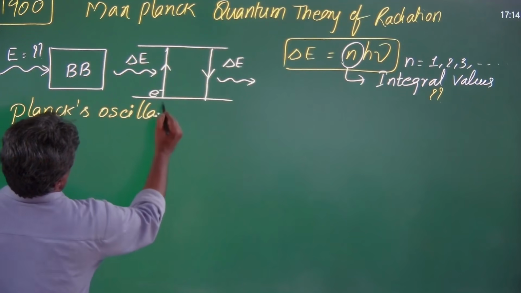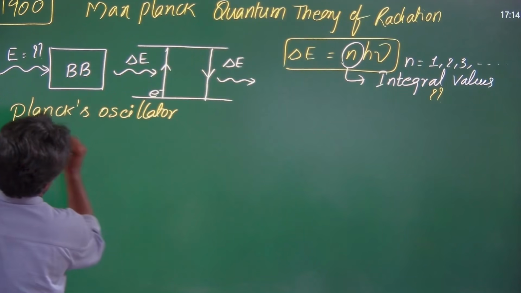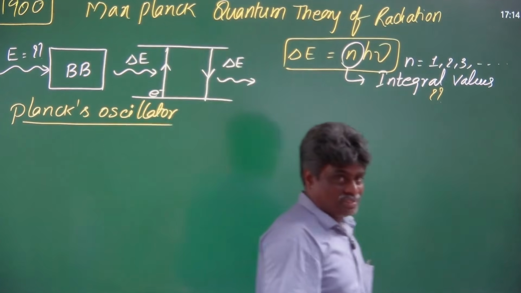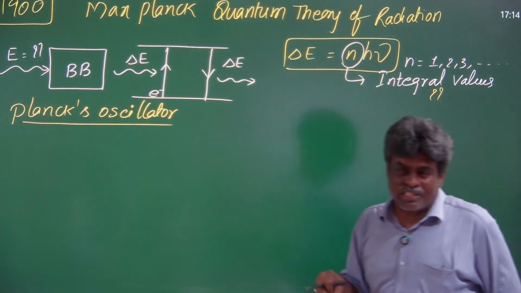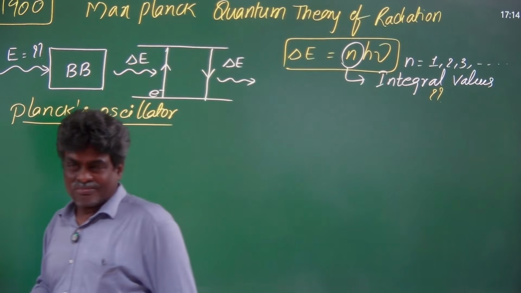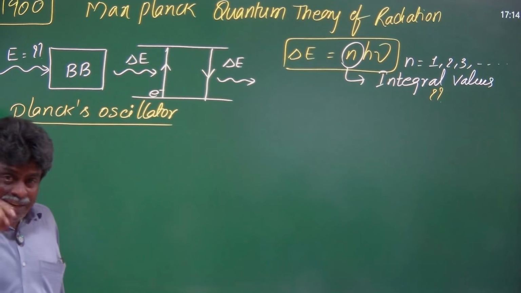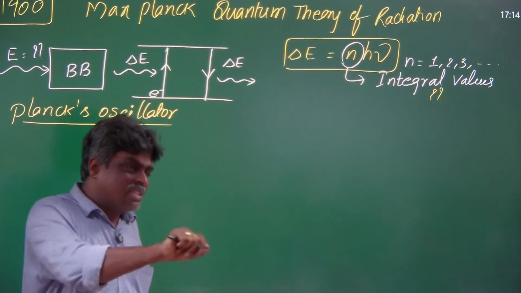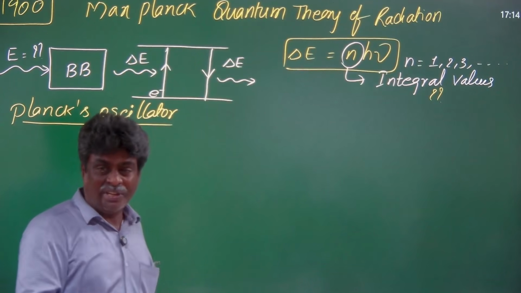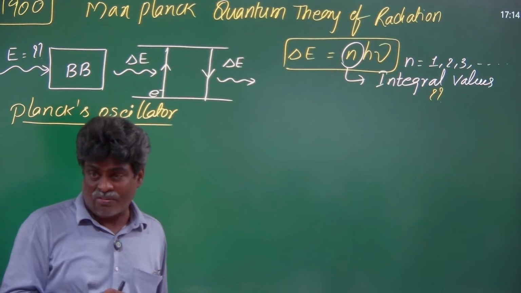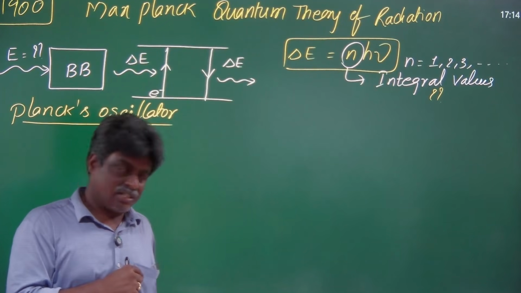Till now you have studied, I think, that the minimum amount of energy is hν. Why is the minimum amount of energy hν? That means n is always an integer. Why is n always an integer? Why can't it be half integral? So let us discuss. It's quite interesting.